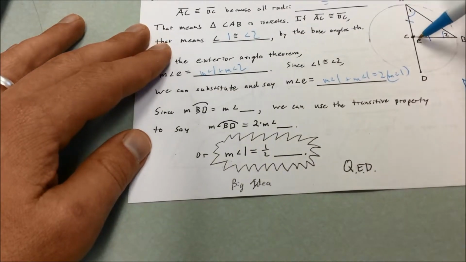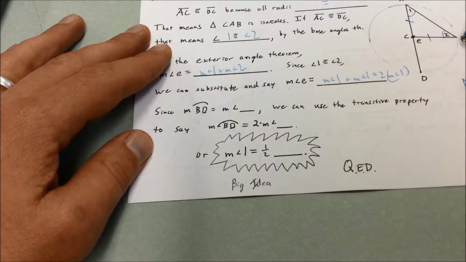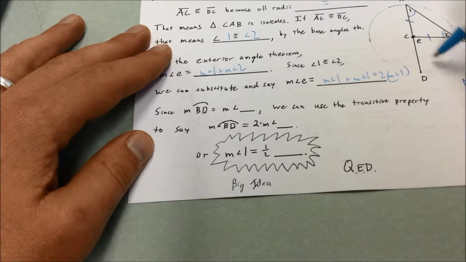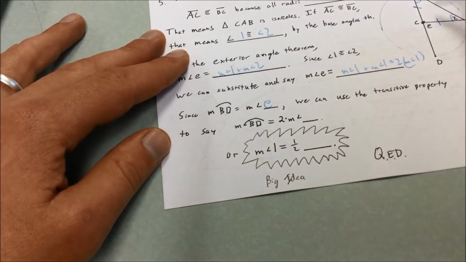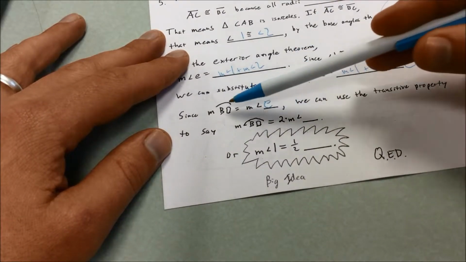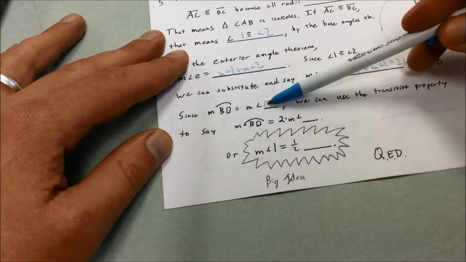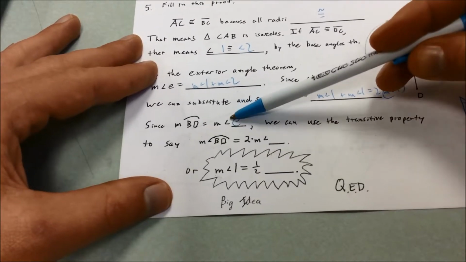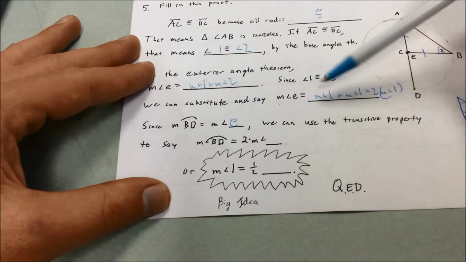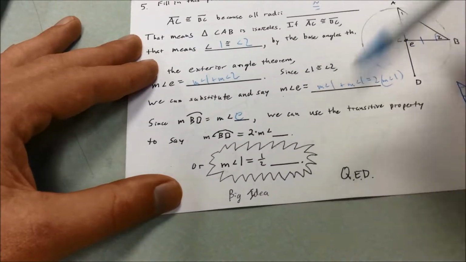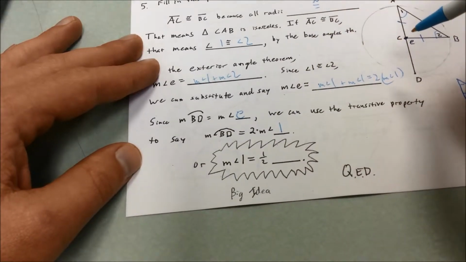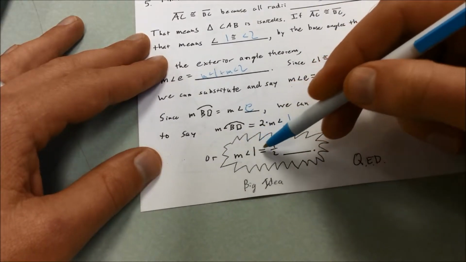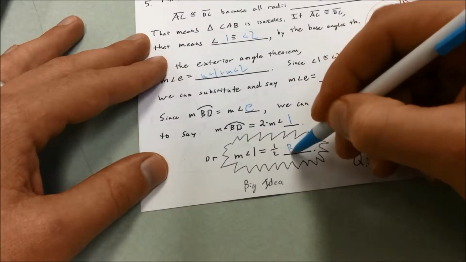Now, measure of angle E is the same as arc BD, because we know the central angle and the arc have the same measure. So by the transitive property, if arc BD is equal to angle E, and if E is equal to 2 times the measure of angle 1, measure of arc BD is equal to 2 times the measure of angle 1. Or we can say measure of angle 1 is half of arc BD.